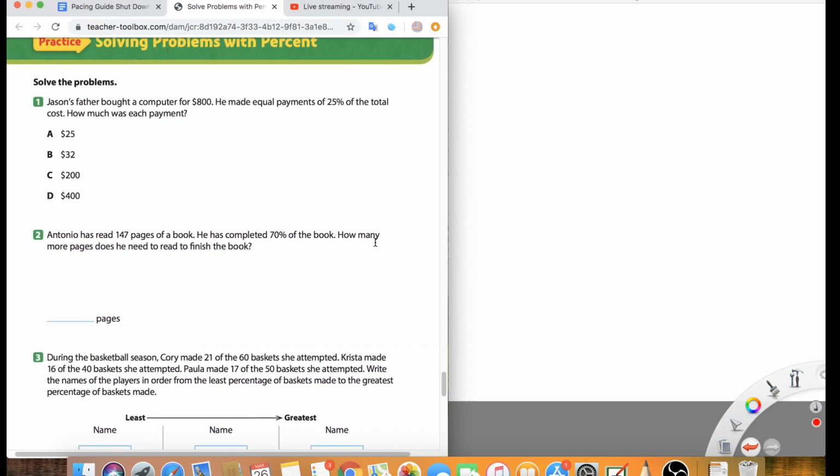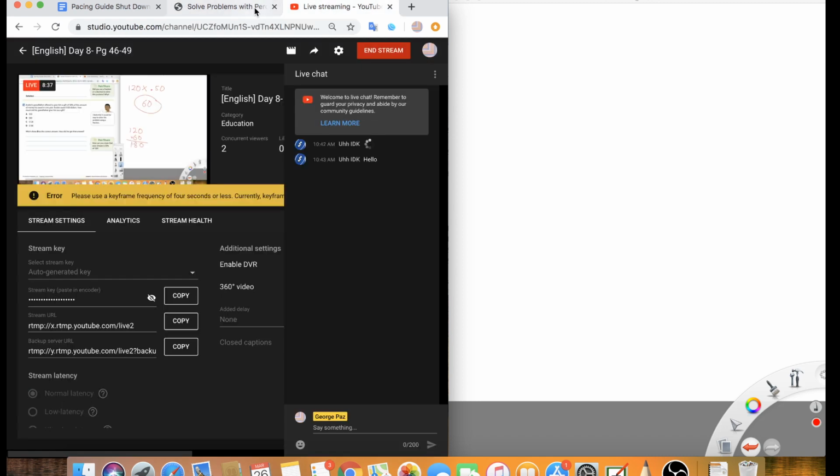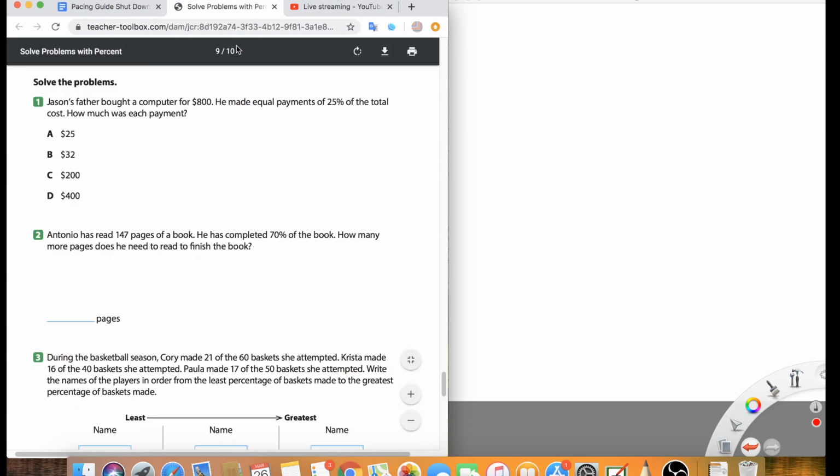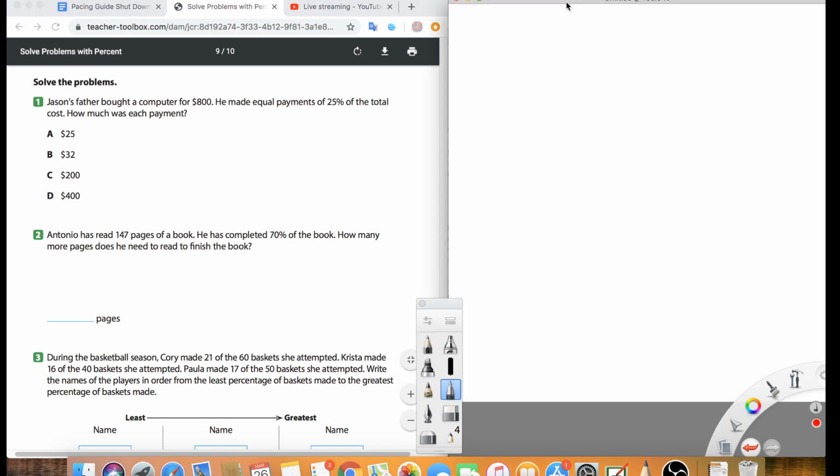Number 1 says Jason's father bought a computer for $800. He made equal payments of 25% of the total cost. How much was each payment?